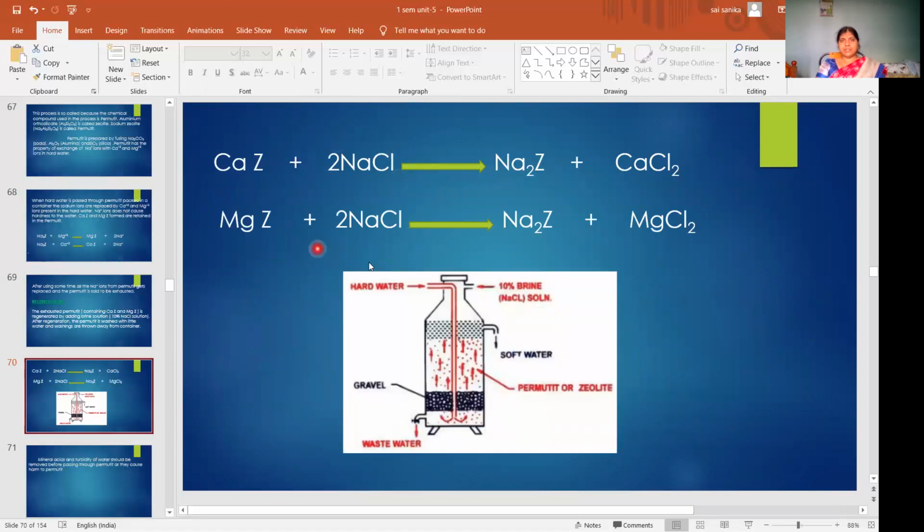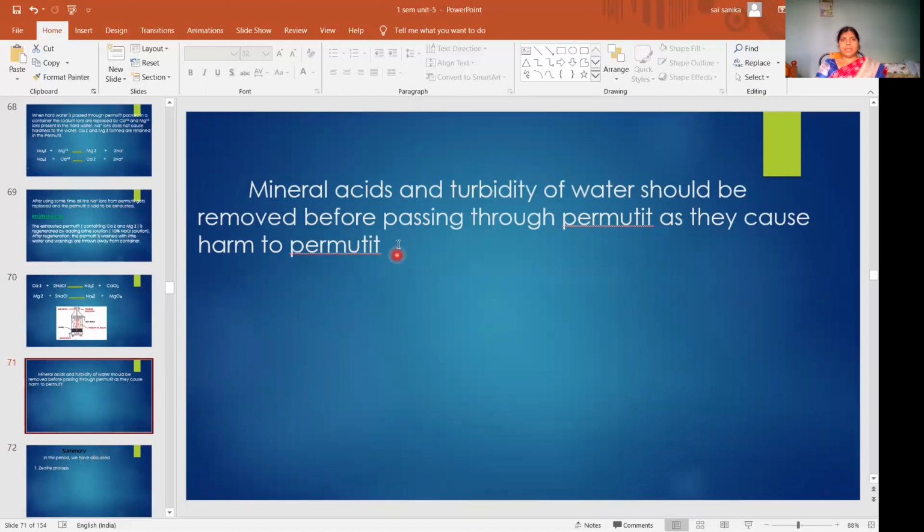When brine solution is passed, calcium and magnesium zeolites react with the brine solution, and you will get sodium zeolite and byproducts, that is calcium chloride and magnesium chloride. While passing hard water, you have to remove the mineral acids and turbidity first. Then you pass the hard water, so that they do not cause harm to the permutit.